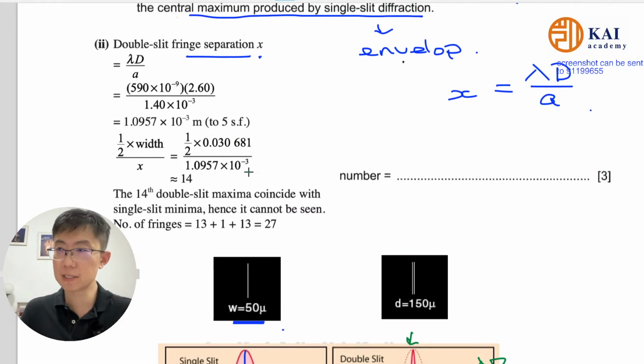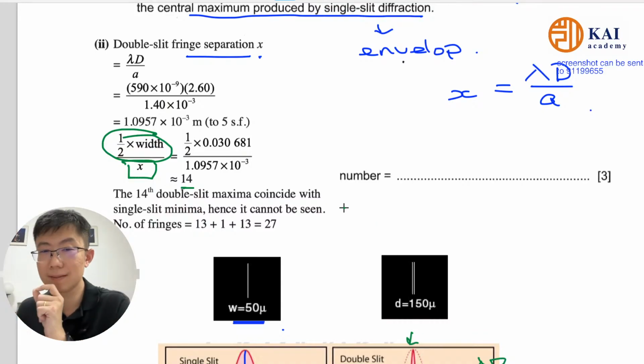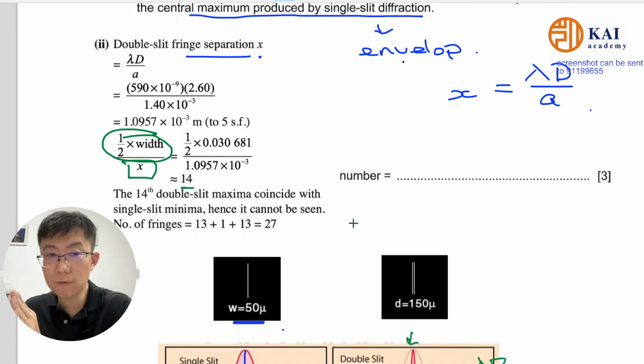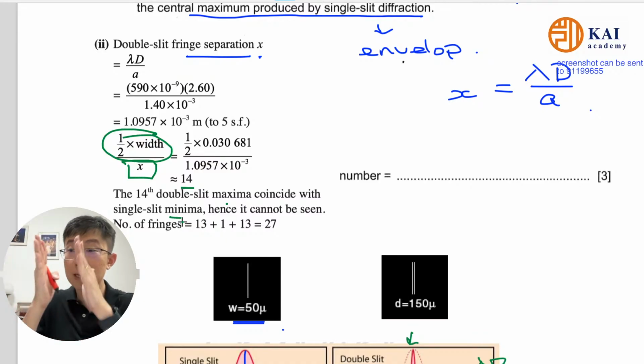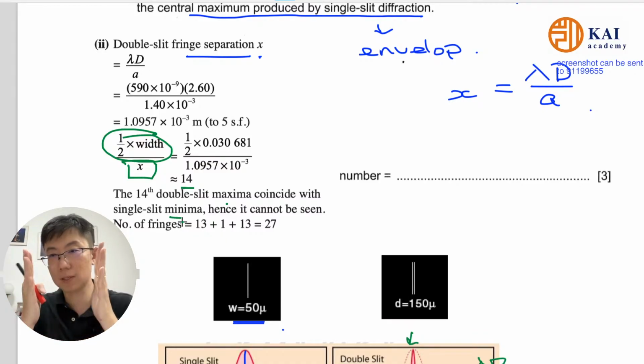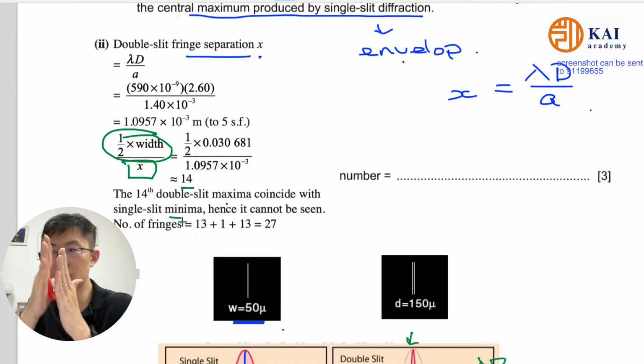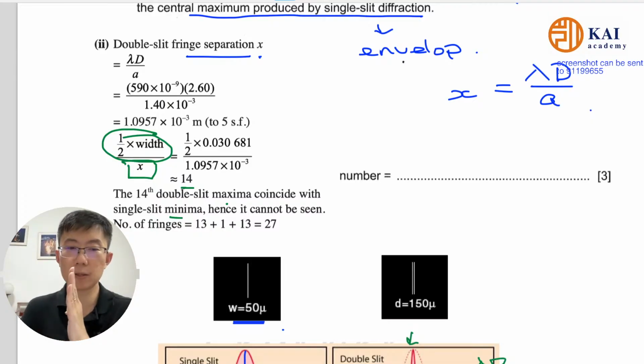So for this particular case, when we do a calculation, if I take half of the width, divide by the fringe separation, you will get 14. That means the 14th. You must remember carefully, the 14th maxima is the one that will not appear. So if the 14th one doesn't appear, that means the 13th one will appear, and there is one right in the middle. You can call it the 0th one. So there's one in the middle, 13 on each side. So the total number of fringes is 27.